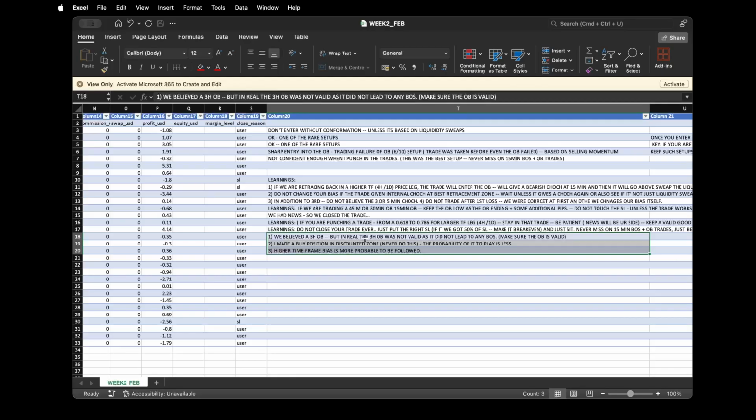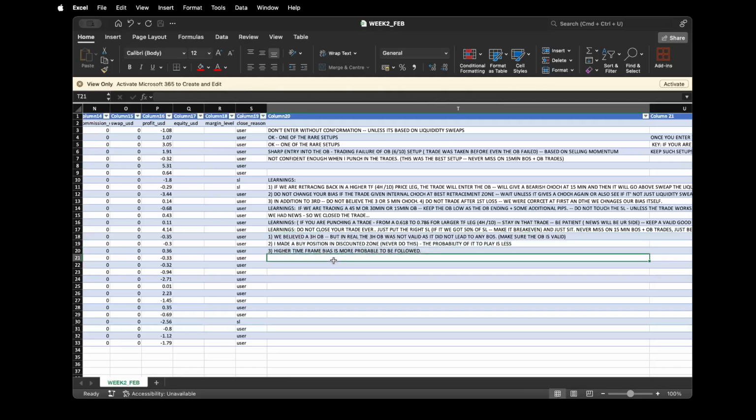It tapped into the 3 hour fake demand zone, went up to the 0.5 zone, and from there I made a buy. That is very wrong. Never do that, because such setups are very less probable, or very probable to fail.